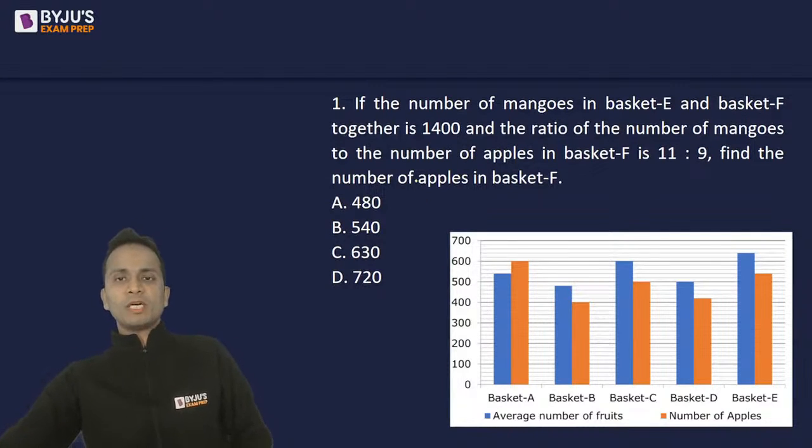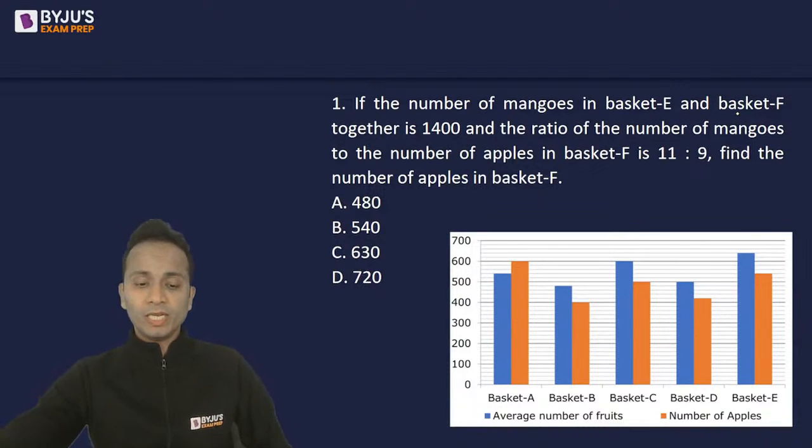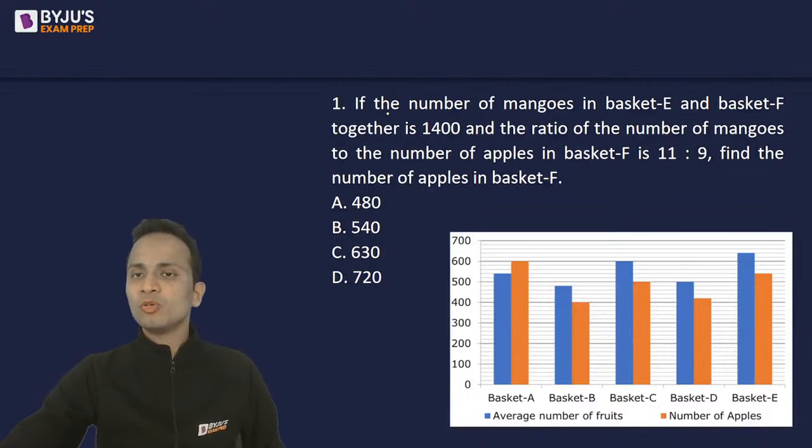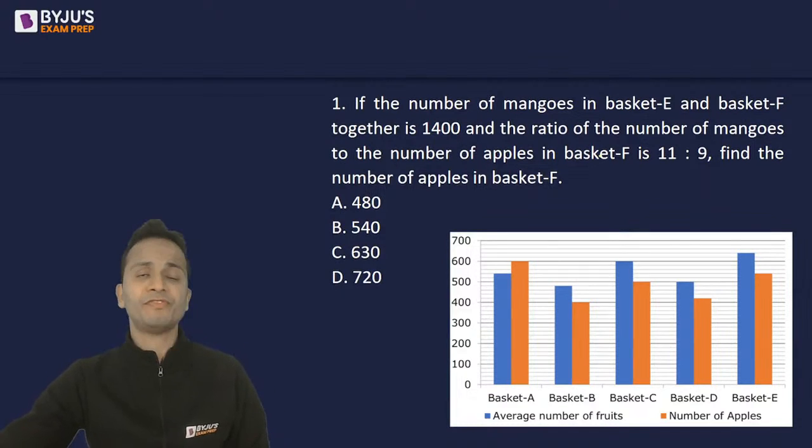Now they're talking about another basket F as well in this question. So the question is, if the number of mangoes in basket E and basket F together is 1400 and the ratio of number of mangoes to the number of apples in basket F is 11 is to 9, then find the number of apples in basket F.